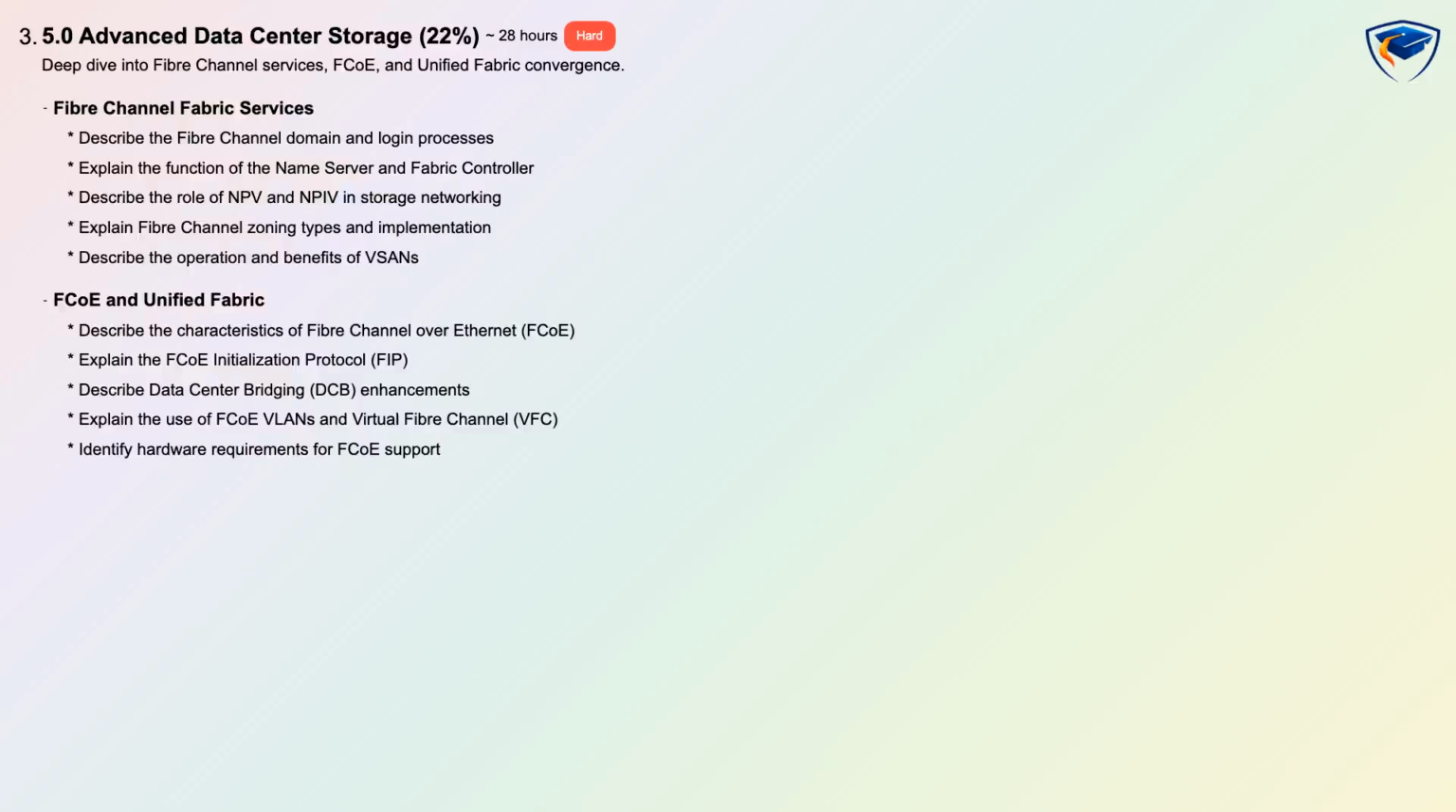Domain 5.0 Advanced Data Center Storage is 22% and rated hard with about 28 hours of study and hands-on plus conceptual assessment. The emphasis is on Fibre Channel services, FCoE, and converged unified fabric, so you will learn the Fibre Channel domain and login processes, the name server and fabric controller role, and how NPV and NPIV operate in storage networking. You will also cover Fibre Channel zoning, VSANs, the characteristics of FCoE, the FCoE Initialization Protocol, data center bridging enhancements, FCoE VLANs and virtual Fibre Channel, and the hardware requirements for FCoE support.